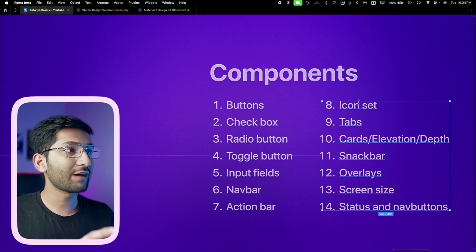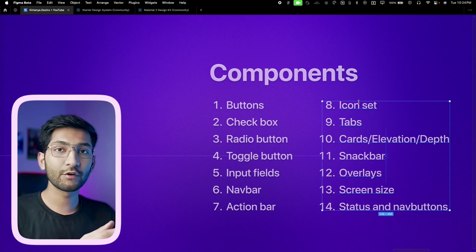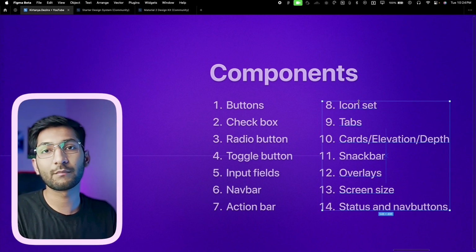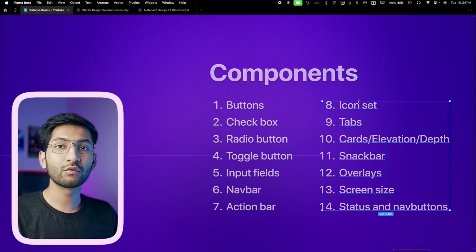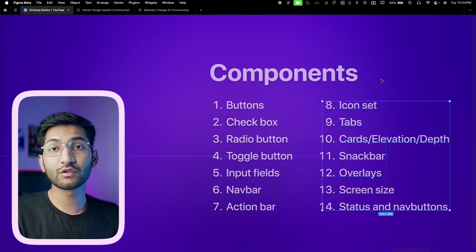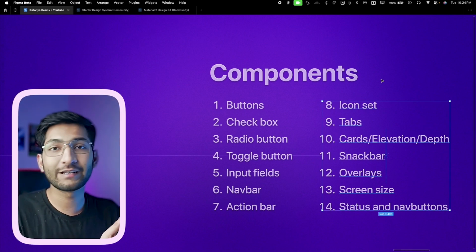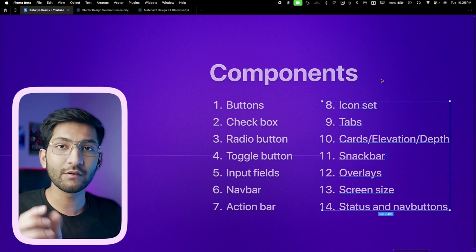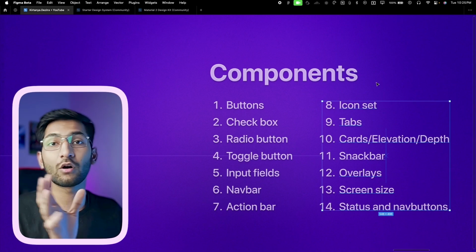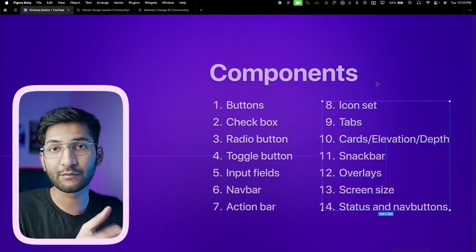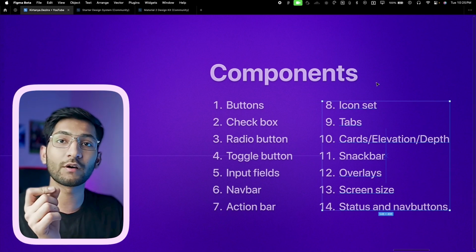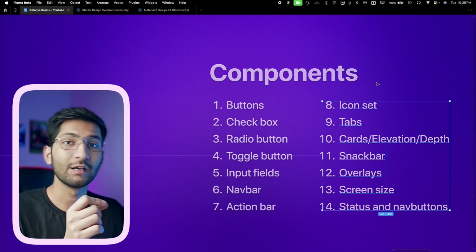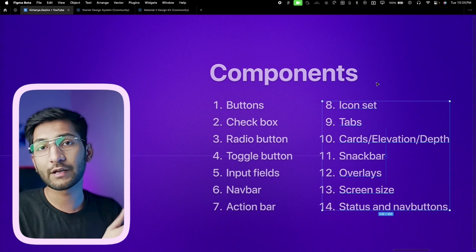Then we have the icon set. When we are designing UI, we don't pick icons randomly. If you are using a plugin called Iconify, we don't do that in real projects. First of all, we choose an icon set, like Material Design icons, Remix Icon, Flaticon, and all that other stuff. We use a proper library so that all of our icon styles look the same. If they are using stroke icons, then all of our icons will be stroke icons. If they are using fill icons, then all of our icons will be fill icons.